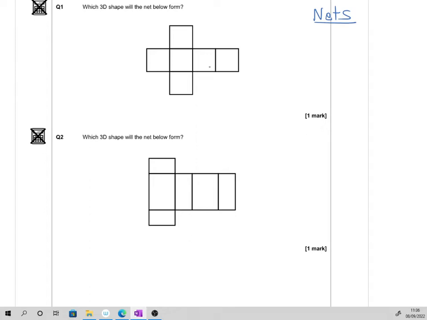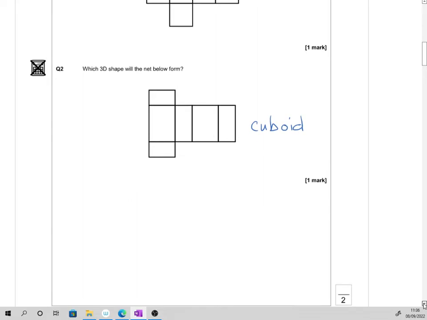So this is just a shape that's been cut and separated and flattened out. So if you folded them all up back together, because everything is square, it would make a cube. And this one would be pretty similar to that, but it would be a cuboid, because we've got some long sides and short sides.